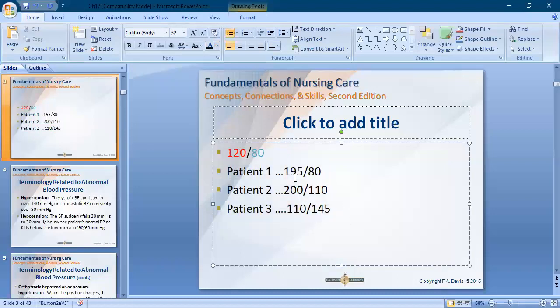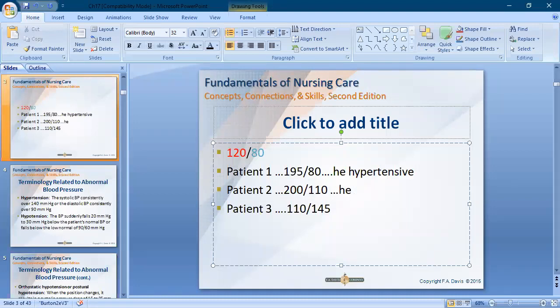The patient 1, the systolic blood pressure is 195 and diastolic is 80. So this diastole is normal, but systole is not normal, right? He is hypertensive, right? But systole is more. Patient number 2, systole and diastole both are higher than the normal, right?